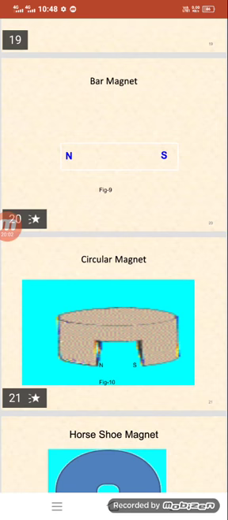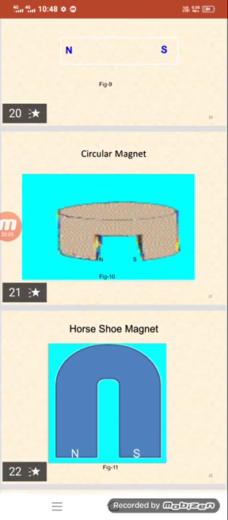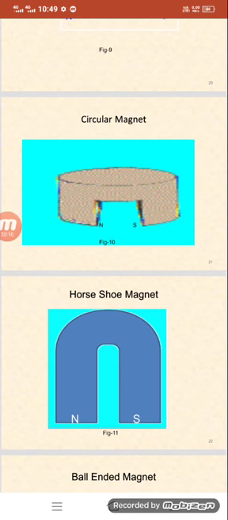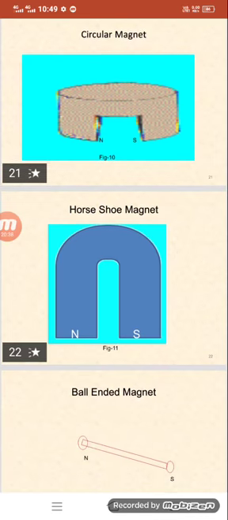And now go to the horseshoe arrangement. In the horseshoe magnet we are seeing the shape of a horseshoe, like a horse's foot. That's why it is called a horseshoe. This horseshoe has two ends, and these two ends act as a magnet. That's why those two ends are called the poles, one is the north pole and the other one is the south pole. Okay. After that, the ball-ended magnet.